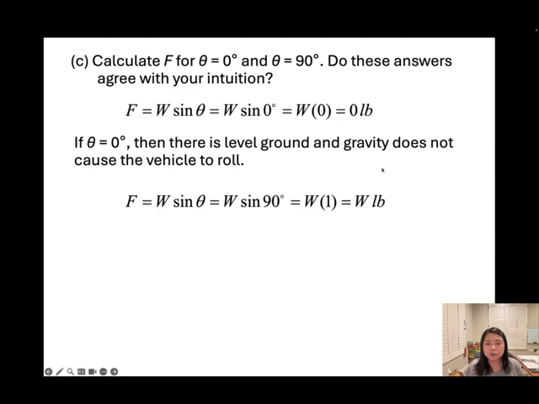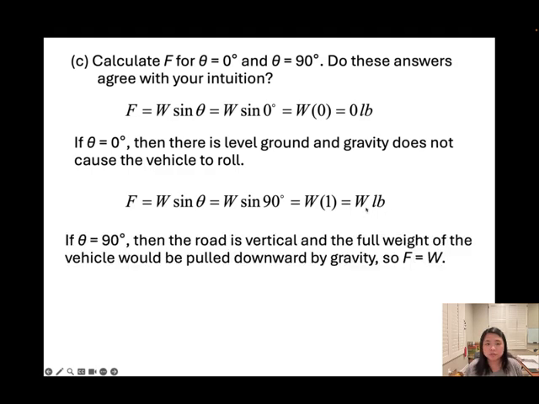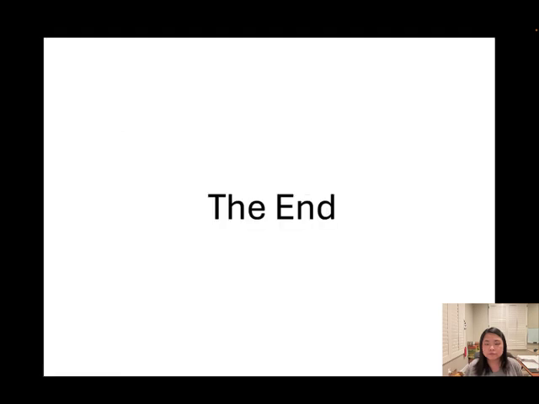You're going to find the force is equal to W. W is the weight of the car, right? So if theta equals 90, then the road is vertical and the full weight of the vehicle would be pulled downward by gravity. So the force will be equal to the weight, okay? That's it.